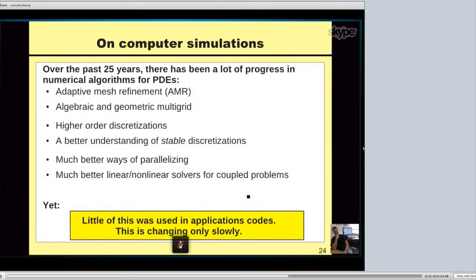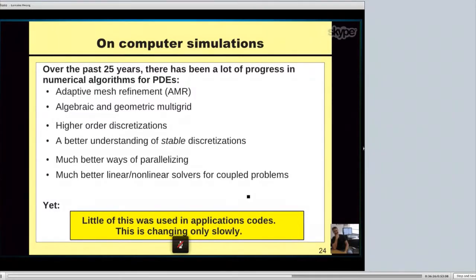So I think we understand fairly well how to do this today. Then we have algebraic and geometric multigrid solvers for the linear systems that we need to solve. We have higher order discretizations, and we understand much better today than 25 or 30 years ago what makes the discretization stable. So for example, we know that if you just use the linear elements for the Stokes equation for both the velocity and for the pressure, that you don't get a solution.